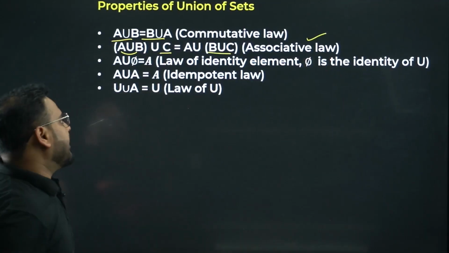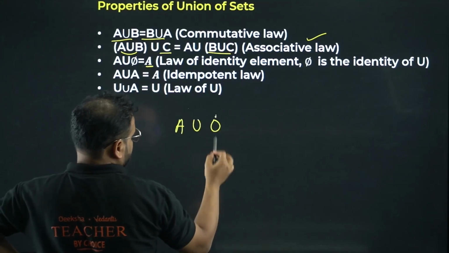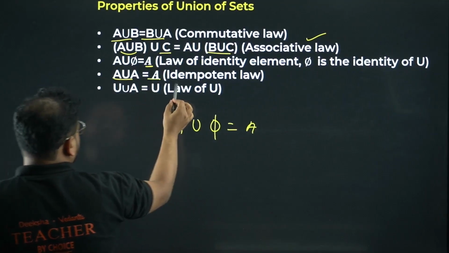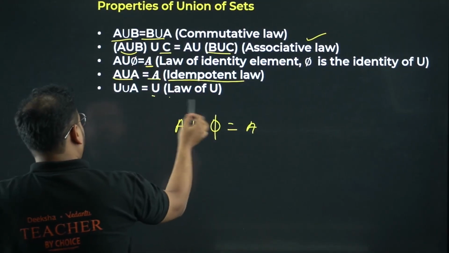A union with null will be simply A. A union with nothing will be simply A. A union A will be A, which is called the idempotent law, and universe union A will be simply universe, the law of universe.